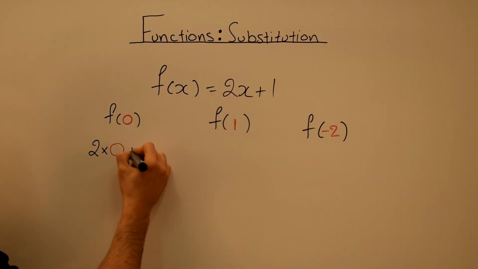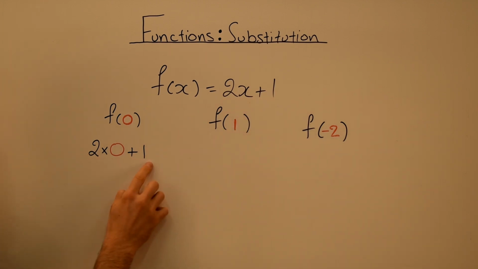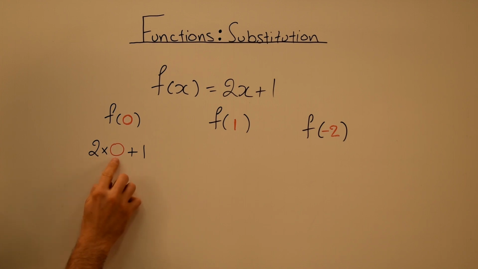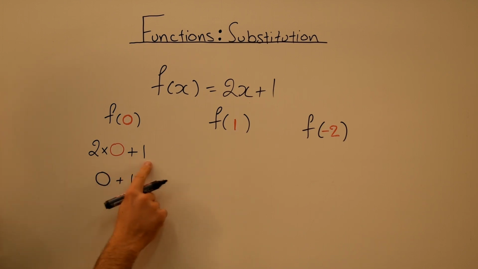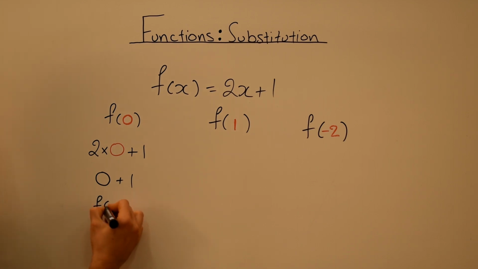So instead of 2x plus 1, we have 2 times 0 plus 1. What does this expression simplify to? 2 times 0 is simply 0. So this becomes 0 plus 1, simply because we had the plus 1 here. Now as a final answer, notice that 0 plus 1 gives us 1. Therefore, this f of 0 we've been asked to find is actually equal to 1.